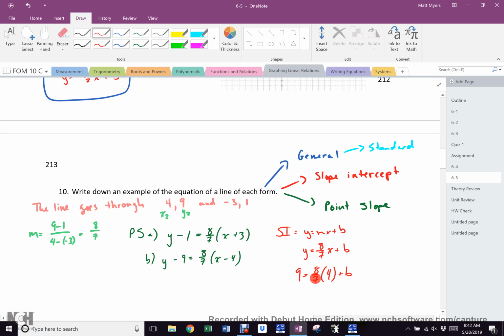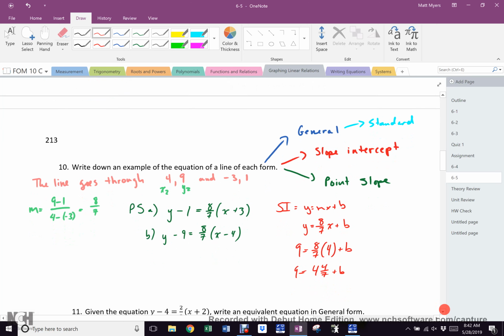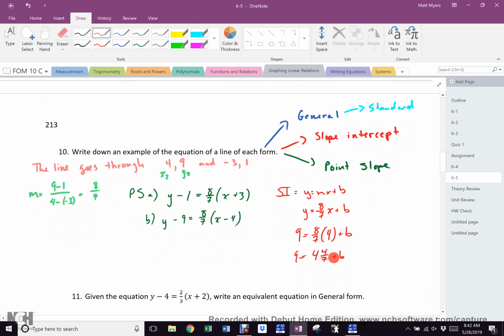What is 8 over 7 times 4? 32 over 7, which is, how many times does 7 go into 32? 4 times, leaving how much left over? 4 sevenths, right? So this is 9 equals 4 and 4 sevenths plus B, correct? I need B by itself, don't I? So what do I got to do with this guy?